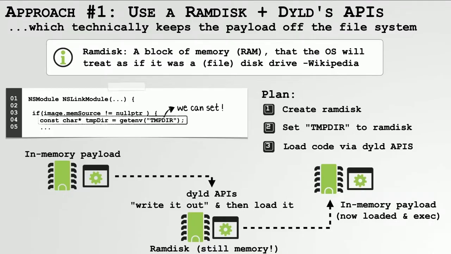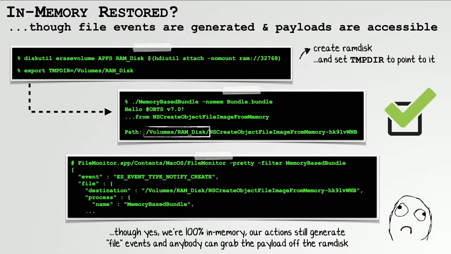And a RAM disk is a block of memory that the operating system would treat as if it was a file. So our plan is very simple. We first create a RAM disk. If we look at Apple's API, we notice that they look at the TMPDIR environment variable, and that's where they write out the in-memory payload. So if we can set that to the RAM disk, in theory, the API will still write it out, but since a RAM disk is really just a memory block, it won't actually touch the file system. So it'll get written out to the RAM disk and then loaded and executed.